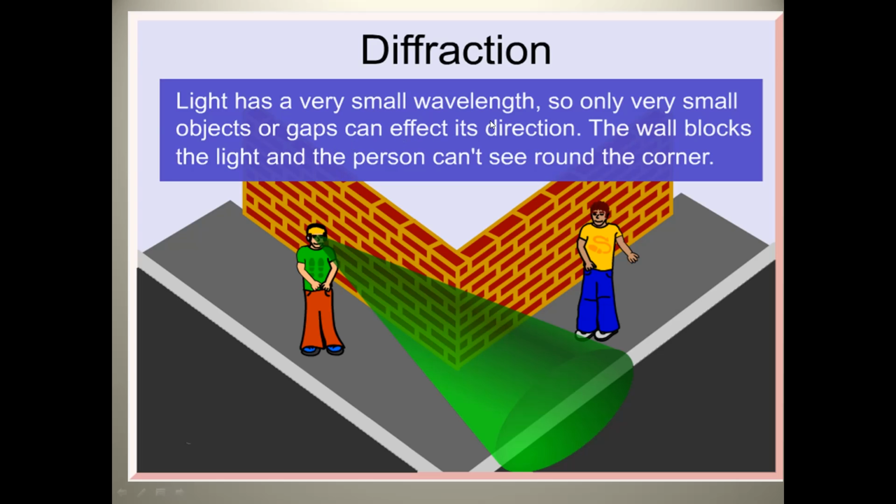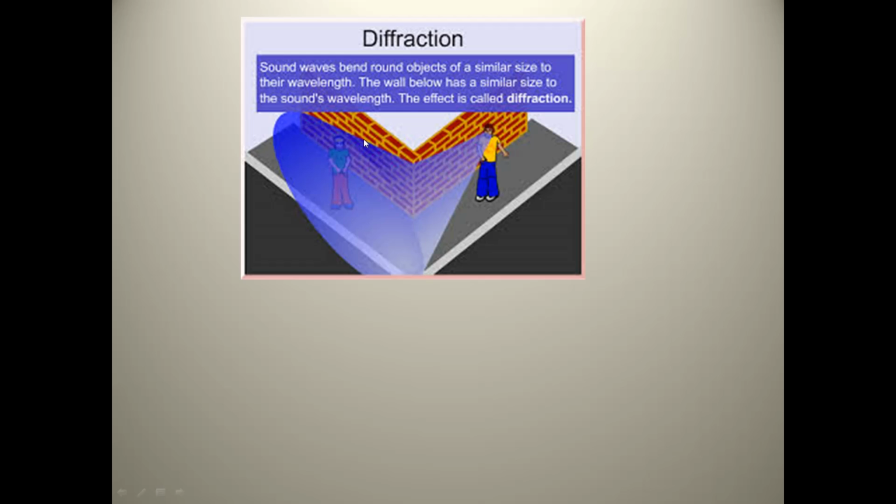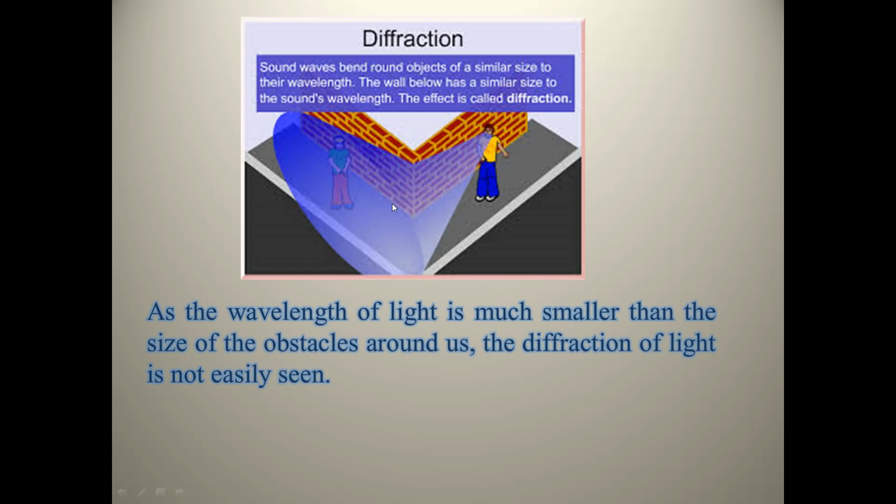Light has a very small wavelength, so only very small objects or gaps can affect its direction. The wall blocks the light and the person can't see around the corner. But sound waves bend around objects of similar size to their wavelength. The wavelength of sound is large, so sound gets easily diffracted.